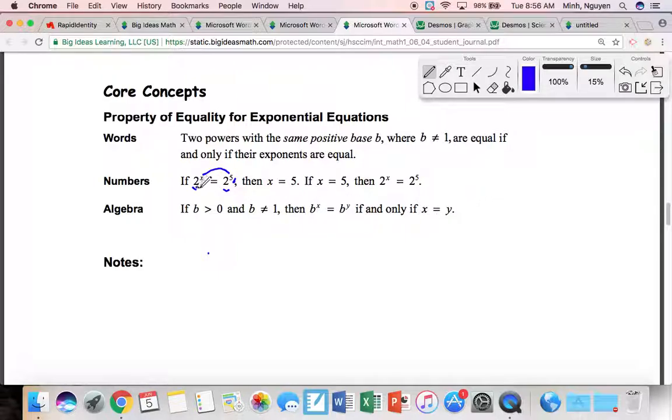This only works if the base, though, is the same. They need two powers of the same positive base. They even italicize it to say, oh, this is important. This is important.